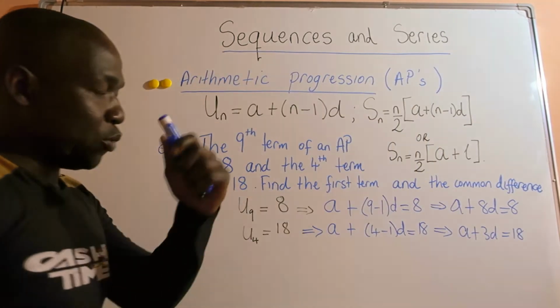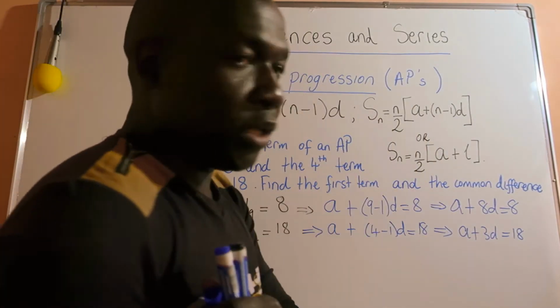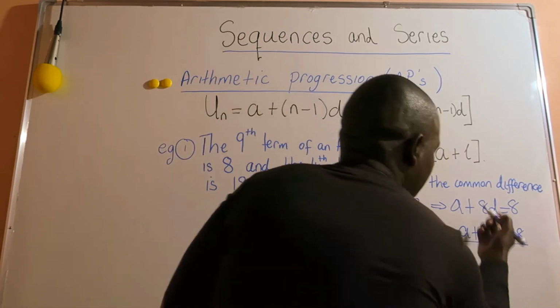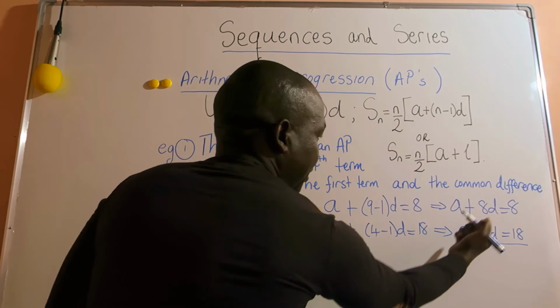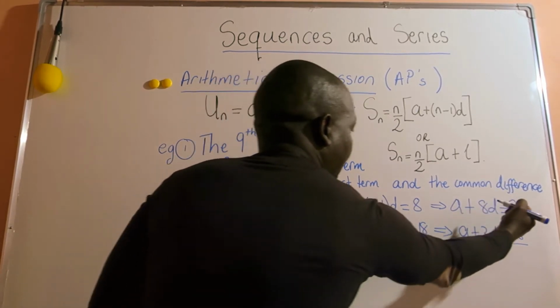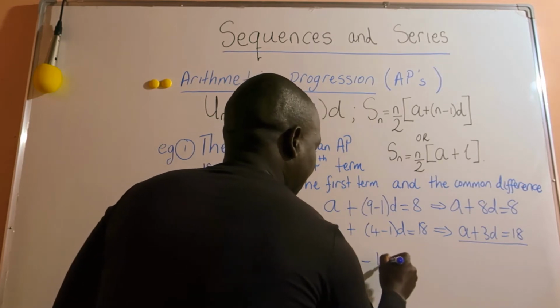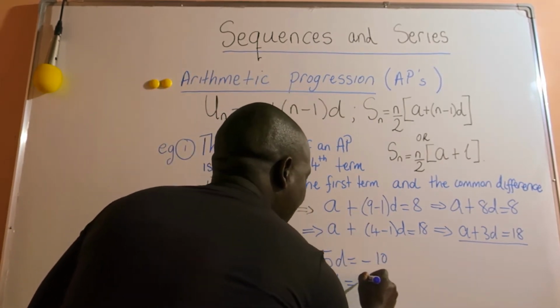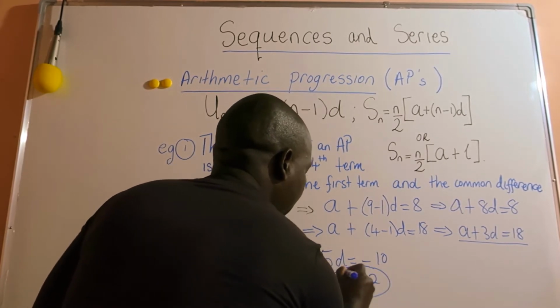Now, you have two sets of equations, two unknowns, you're going to solve simultaneously. So I'm going to solve these simultaneously. I'm going to subtract A minus A, 8 minus that gives 5D is equal to 8 minus 18, that's minus 10. Oh, so divide by 5. So D is equal to minus 2. So I found D here.